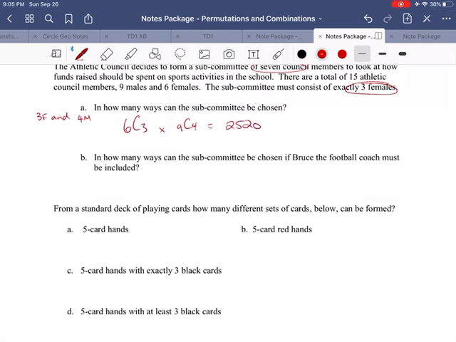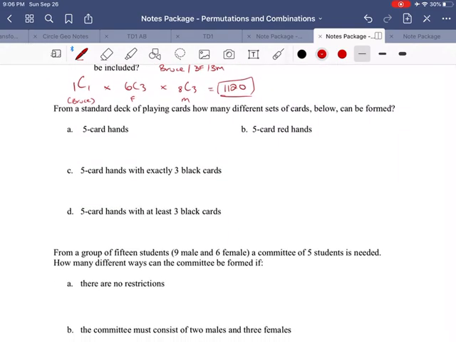How many ways can the subcommittee be chosen if Bruce must be included? All right, so Bruce is already part of it. So we're down to choosing 6, because Bruce is already part of it, and we need to have 3 females. So Bruce, 3 females, and 3 males. We're going to multiply by 6C3 for the females and by 8C3 for the males. And there's 1120 different subcommittees.